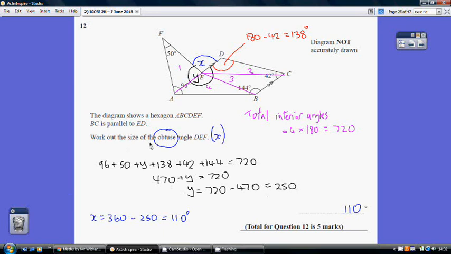Now we're being asked to work out the size of the obtuse angle DEF. So that's the angle greater than 90 but less than 180 degrees here that I've marked X. So given that Y is 250 degrees, X must be 360 take away the 250, which is 110 degrees, because angles about a point add up to 360 degrees.